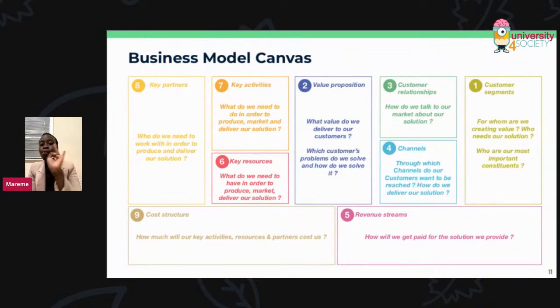Not a business, not an idea, not a team, not fundraising, none of that. As long as you don't know what you're actually handing to the customer in their hand, there is no way to keep going. The third part is customer relationship.